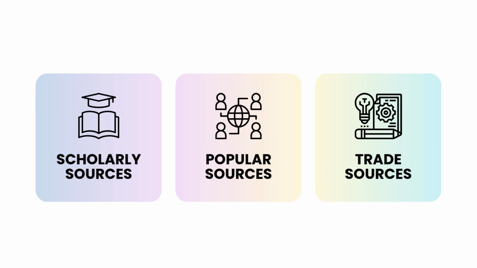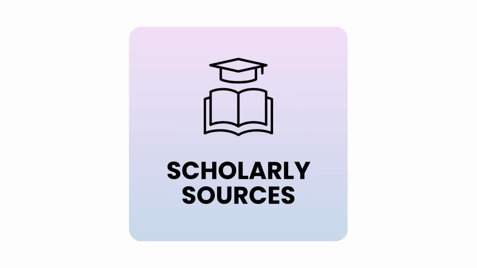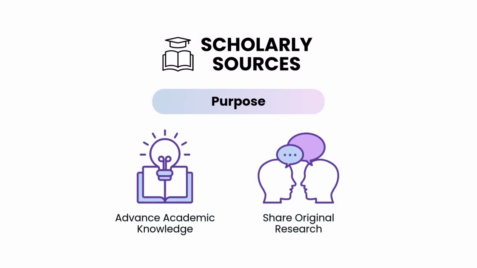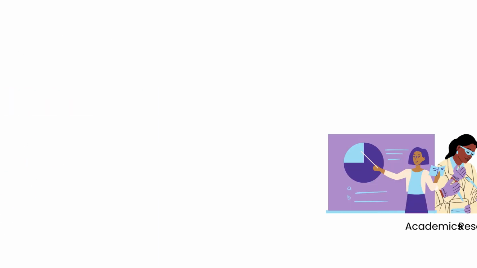We'll break down what makes each type unique, starting with scholarly sources. To understand scholarly sources, let's start with their purpose to know why they're created and what they are used for. They're written to advance academic knowledge and share original research, so they're not just informative, since they're part of an ongoing conversation in a specific field of research.